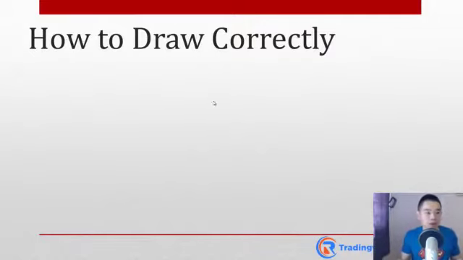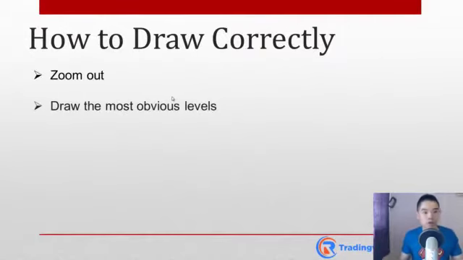I'm going to share with you a very simple three-step technique. Number one, zoom out your charts. You want to zoom out so you can see the so-called big picture, all the relevant candles in it. Because if you only have like 20 candles on your chart, it's going to be difficult to draw those levels. So zoom out your charts.